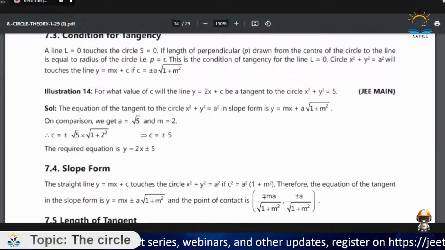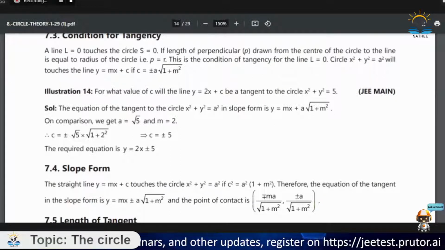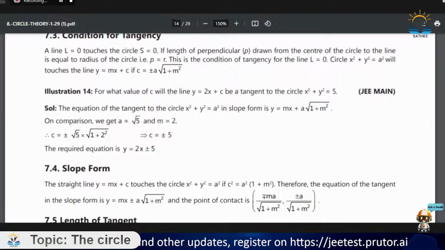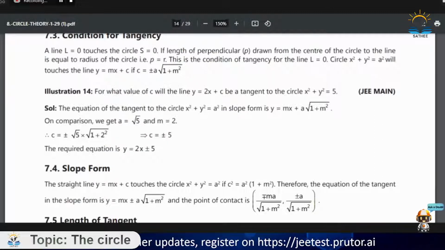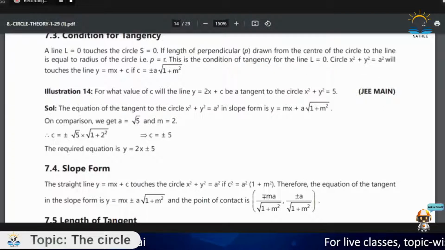Let us see this illustration to clear this condition of tangency. For what value of c will the line y is equal to 2x plus c be a tangent to the circle x square plus y square is equal to 5? So basically what we need is the distance of this line and the center of the circle to be equal to the radius. Here the radius is root 5 and the distance would be this.